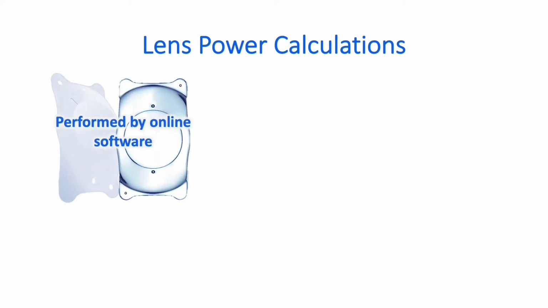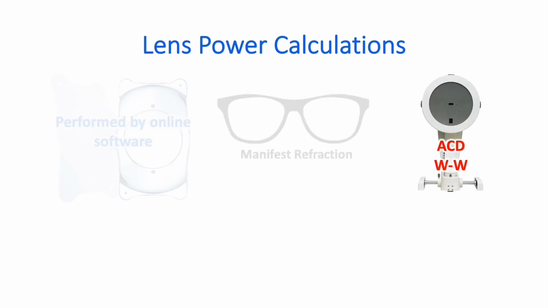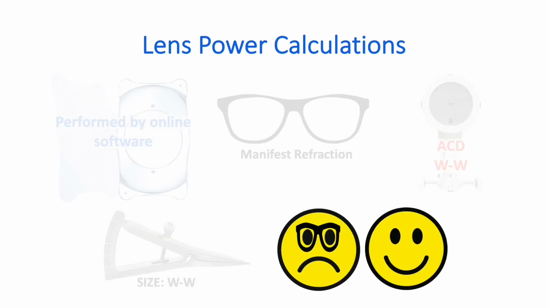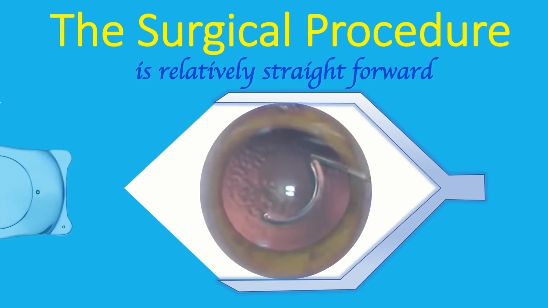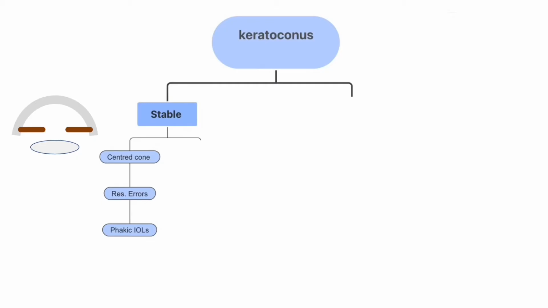Lens power calculations can be performed by online software where the most comfortable manifest refraction is entered, together with the anterior chamber depth from a topography machine and the white to white. Or alternatively, it can be manually measured to achieve the final desire of spectacle independence. The surgical procedure is relatively straightforward, where the lens is inserted into the posterior chamber in an average time of 5 minutes. If the keratoconus is stable with a central cone, then the residual refractive error can be safely corrected with a phakic intraocular lens.